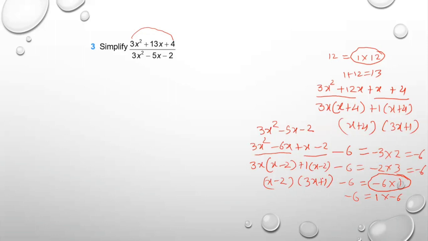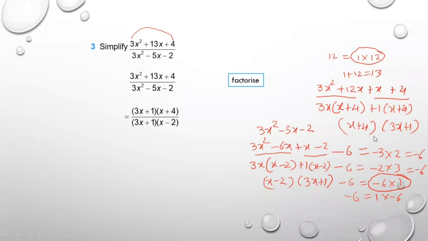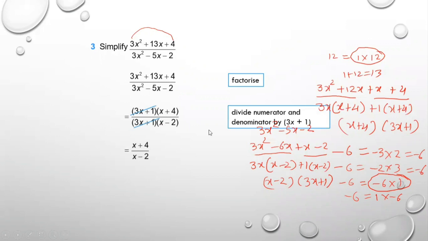Got it, children? Let's put the factors here. The factors of the numerator we have got are 3x plus 1 and x plus 4 as solved here. And the factors of the denominator we have got are x minus 2 and 3x plus 1. So here, what do you see? Same 3x plus 1 and 3x plus 1. So we divide numerator and denominator both by 3x plus 1 and we are left with x plus 4 upon x minus 2. Got it, children? Understood all of you? Everyone?